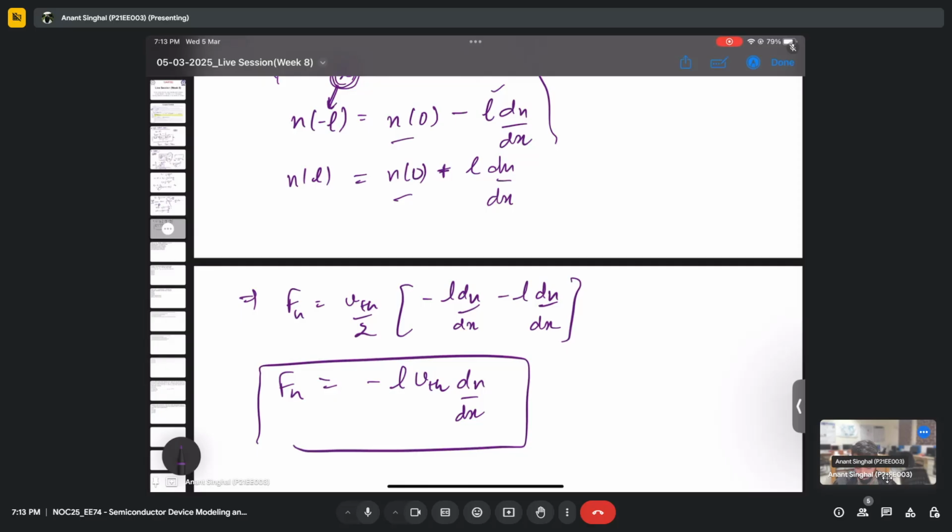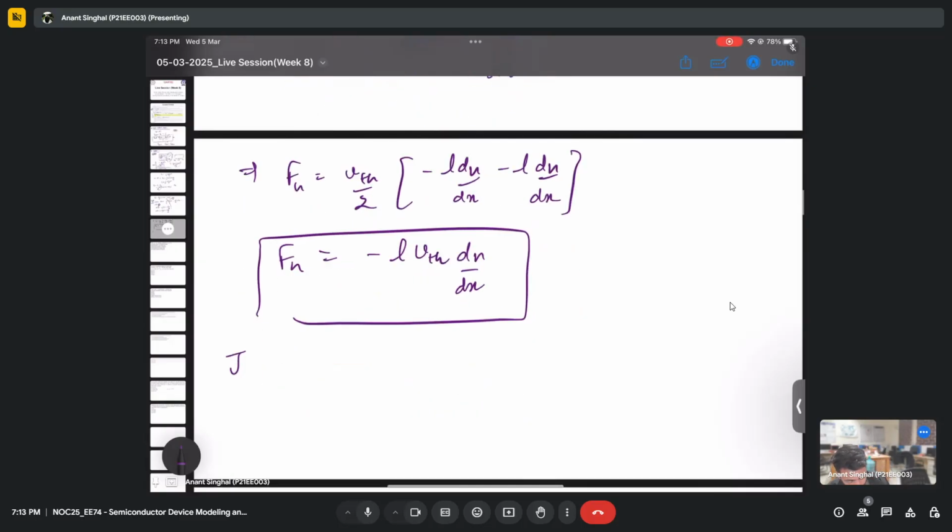Now we know that if this is the rate of flow, then charge multiplied by the rate of flow will be nothing but the current density. This is the differential term, so if we multiply it by the actual charge, it will give me the current density. So if I write J diffusion for electrons, it will be minus q for the electron. And now if I replace everything, it will be qL Vth dn over dx.